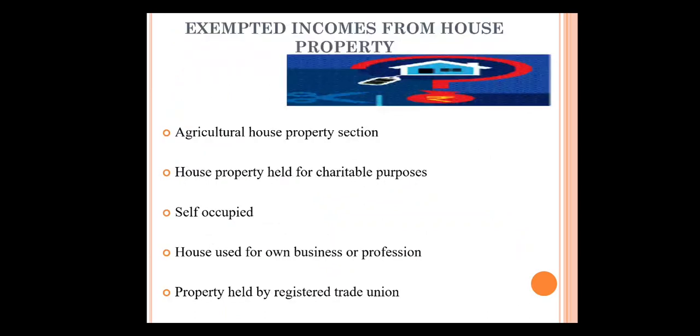If the municipal tax is paid by the tenant, it is not considered. Then we move on to some exempted income from house property. The first exempted income is agricultural house property income. If the property is used for agricultural purpose, it is fully exempted from tax.